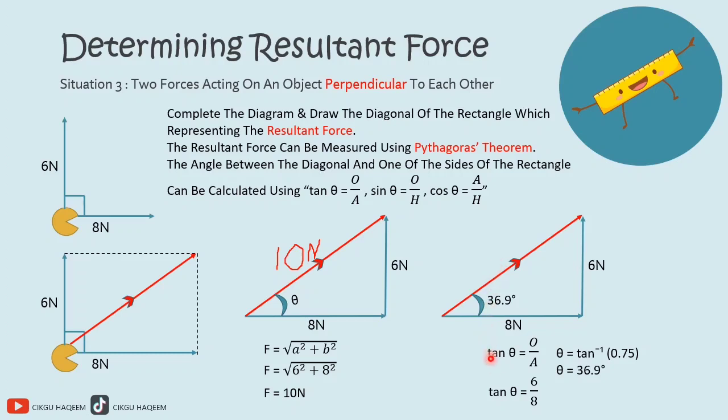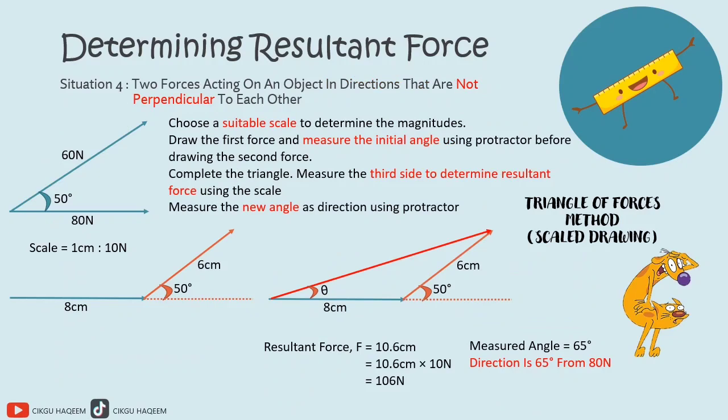So I'm using tangent theta. Substitute O, which is 6 Newton, and A, which is 8 Newton, and then you can get the new angle, which is 36.9 degrees. Okay, so this is how you find the resultant force on objects that are acted on by two forces which are perpendicular to each other. Okay, so we're going to move to situation 4.